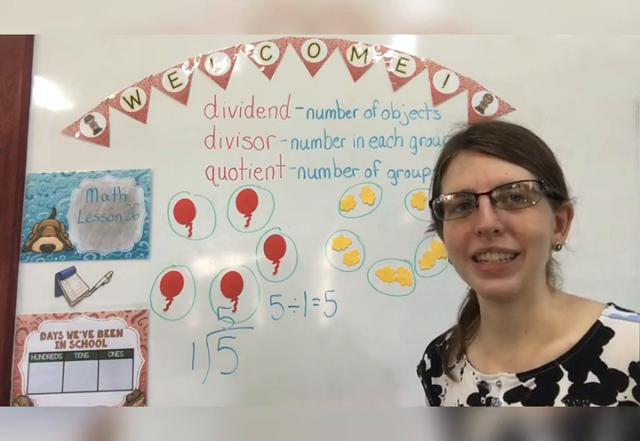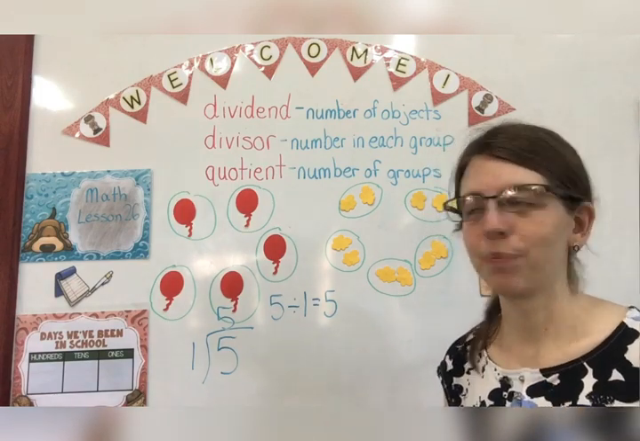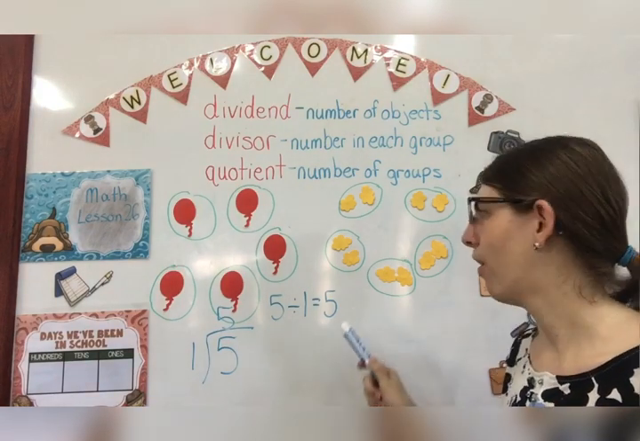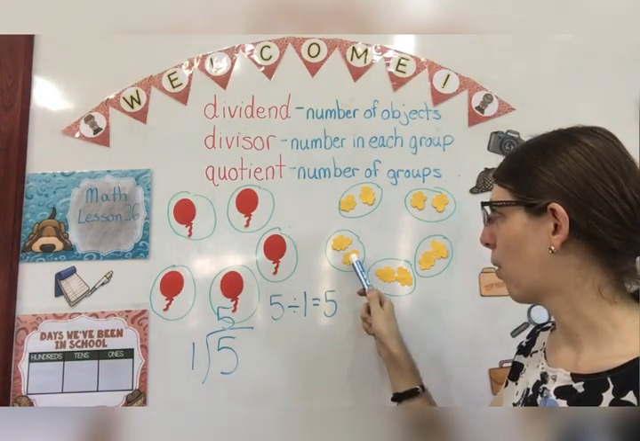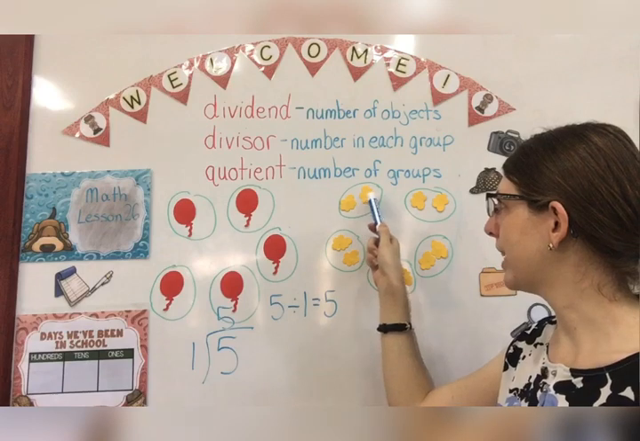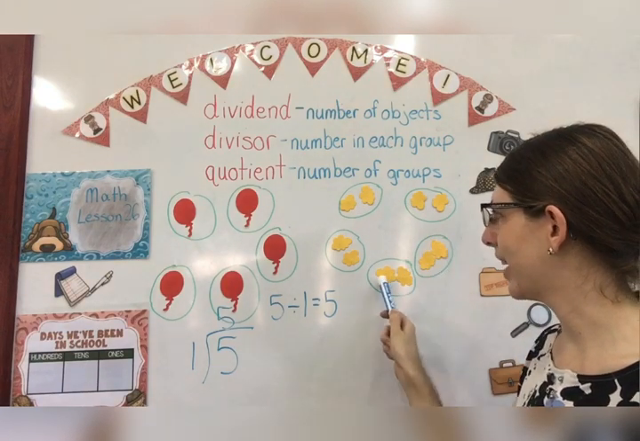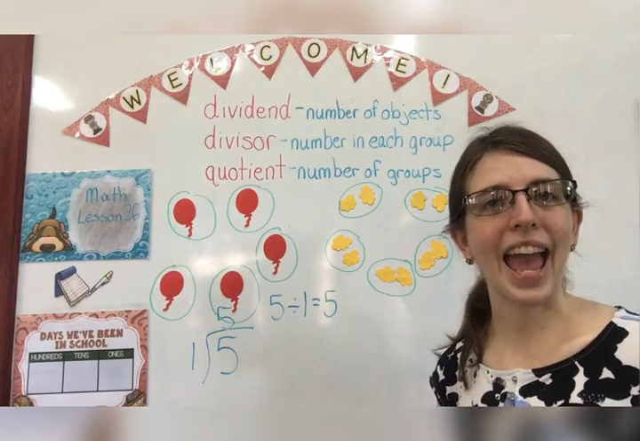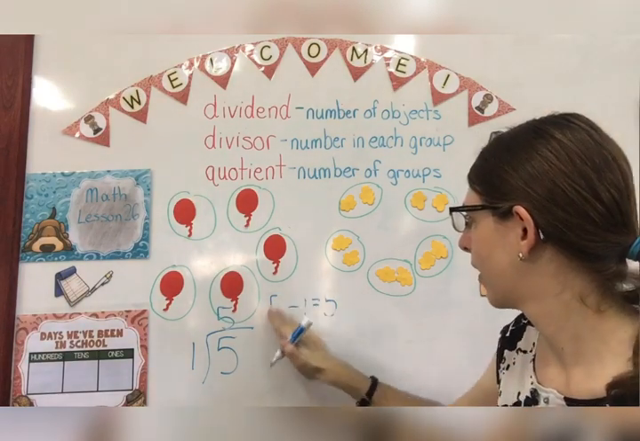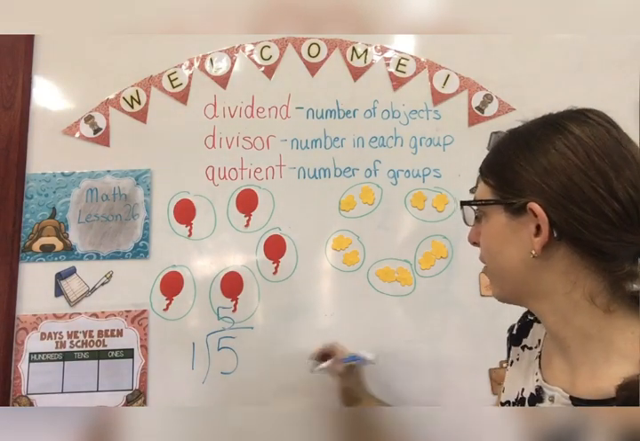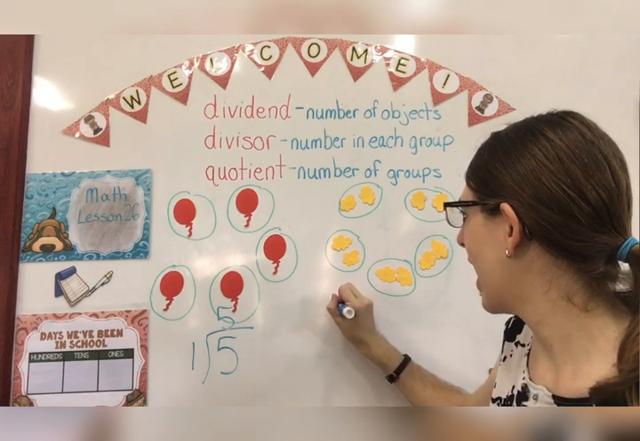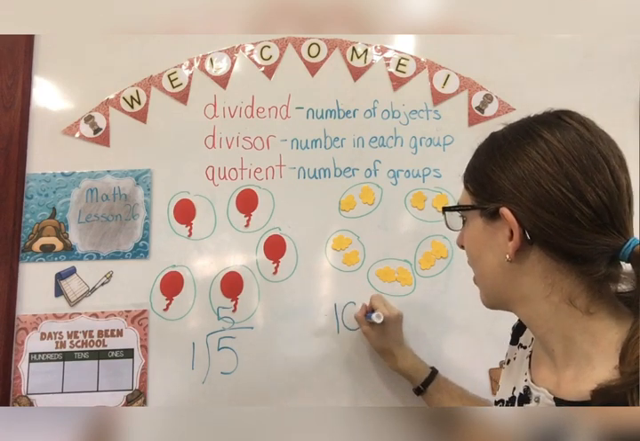All right, let's look at the palomitas. Now we're going to divide by 2. How many palomitas do I have in all? Let's start with this group here. 1, 2, 3, 4, 5, 6, 7, 8, 9, 10. Okay, I have 10 in all. I'm going to erase this one so we don't get confused. I have 10 palomitas in all.